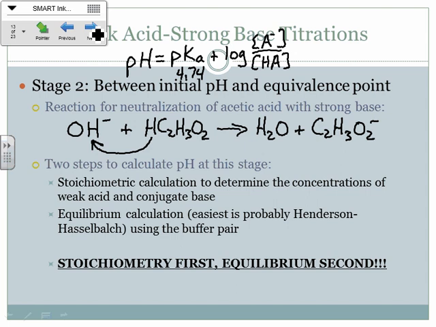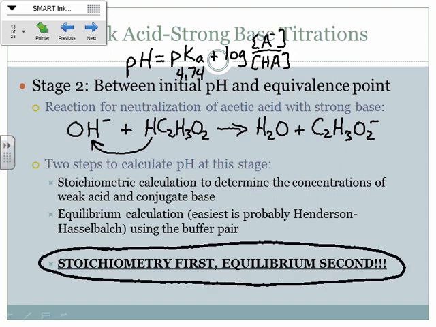So after you've started adding some base to it, but you're not to the equivalence point yet, that's going to be Henderson-Hasselbalch. The first step there, though, is you have to do stoichiometry to figure out how much of this and this we have left. That's the tricky part that we need to talk about in an example. But then for the equilibrium calculation, use Henderson-Hasselbalch. This is probably a good thing to think about: stoichiometry first, equilibrium second. When you're talking about this step in a weak acid strong base titration, do your stoichiometry first, then do Henderson-Hasselbalch.